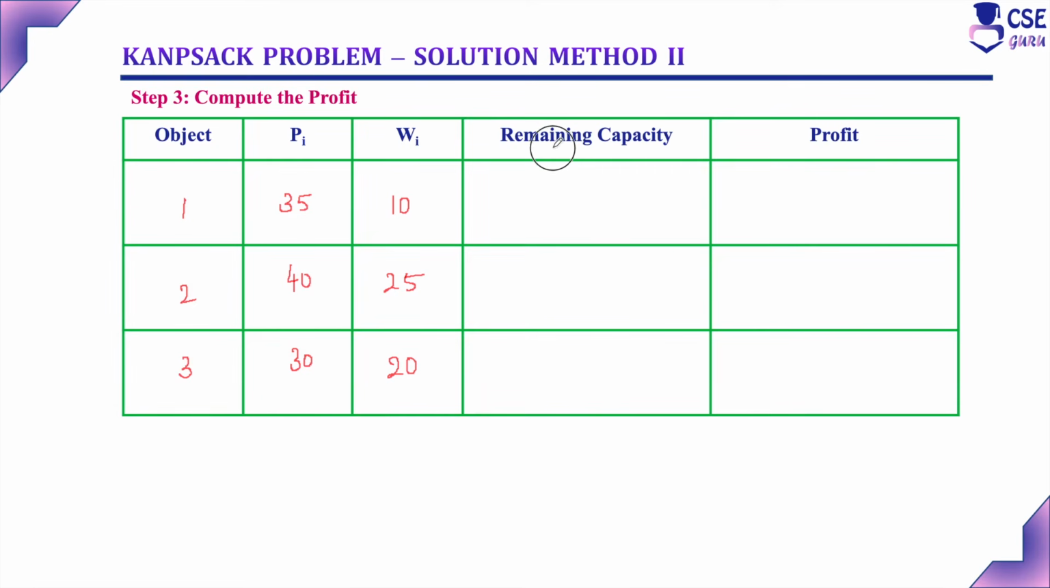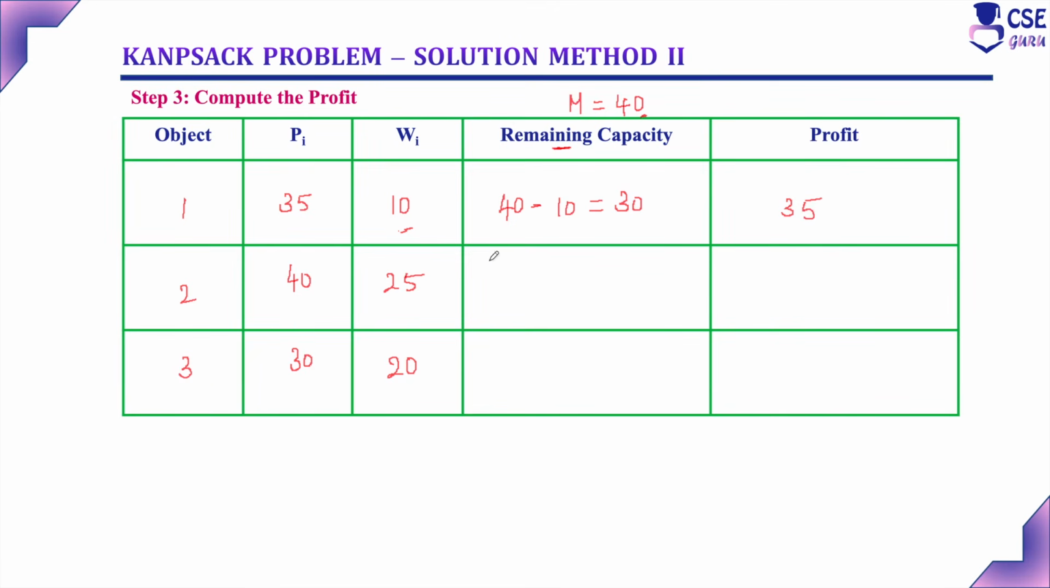And here we are going to calculate the remaining capacity. The maximum capacity of the knapsack is 40. We are going to consider each object and subtract its weight from the remaining capacity, and we will calculate the profit accordingly. The first object has weight 10, so if we add it, the capacity is reduced to 30. Here we are considering the complete object, so the profit is 35. Completely we will get it.